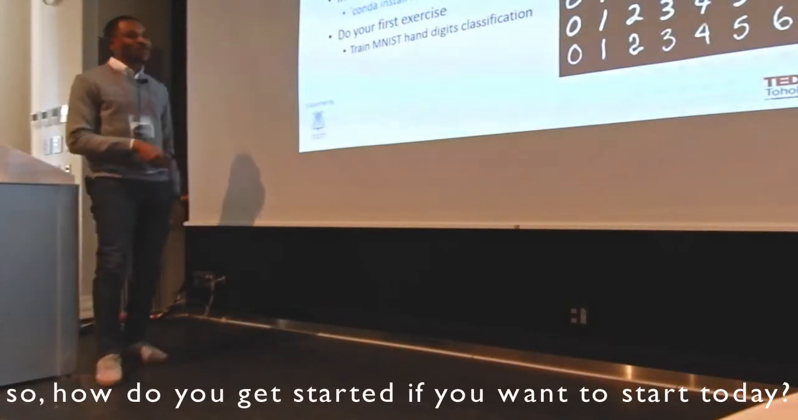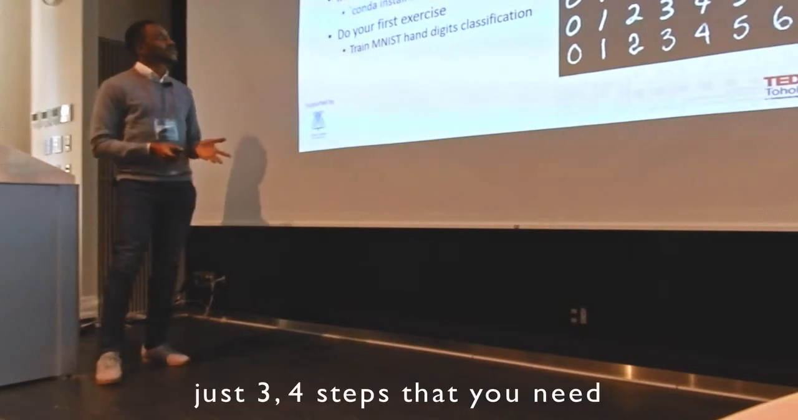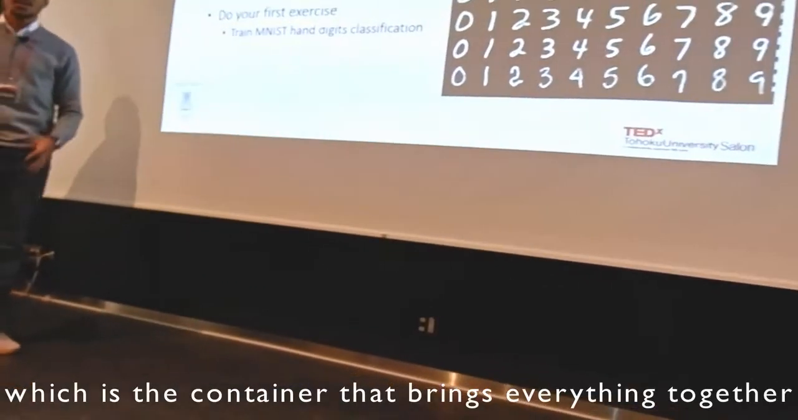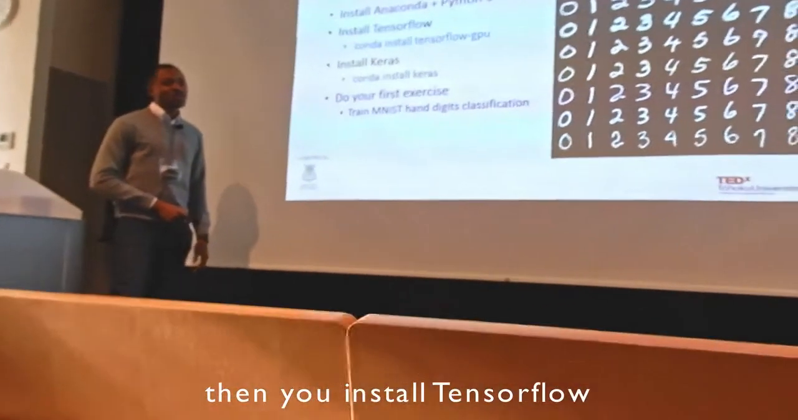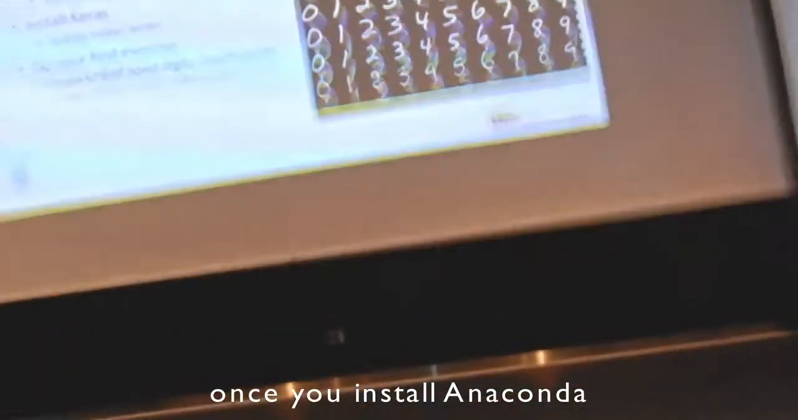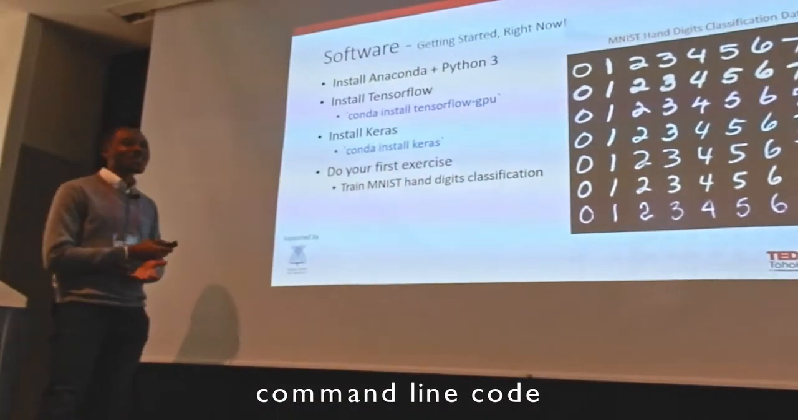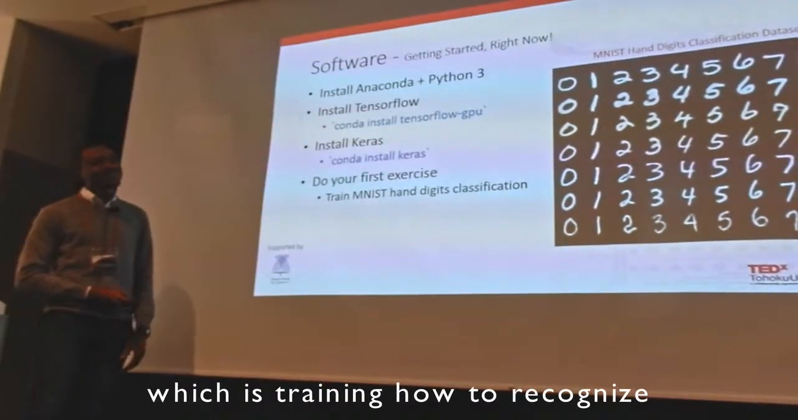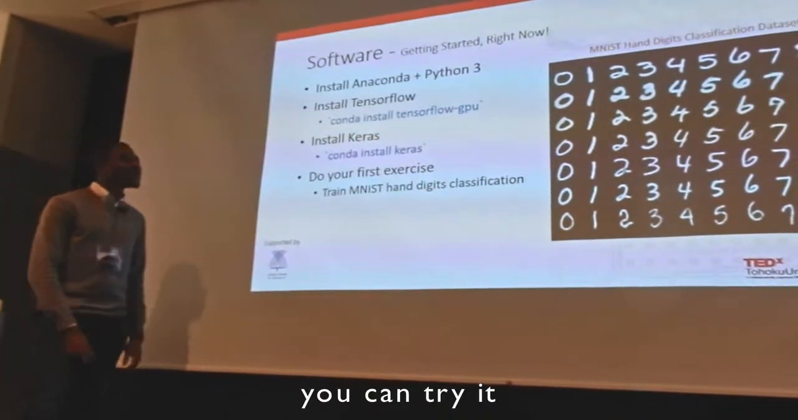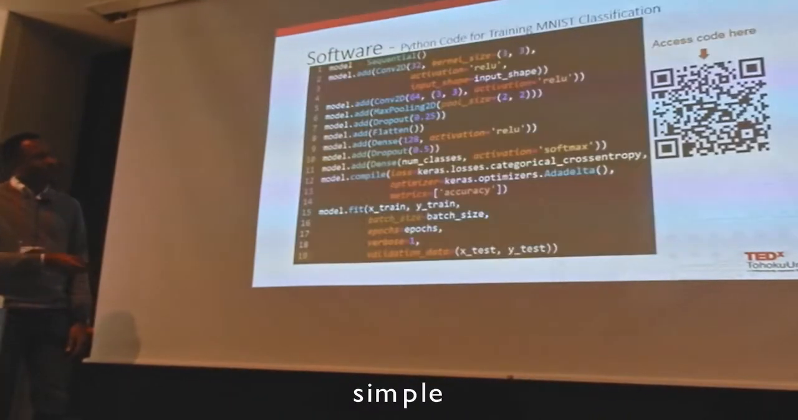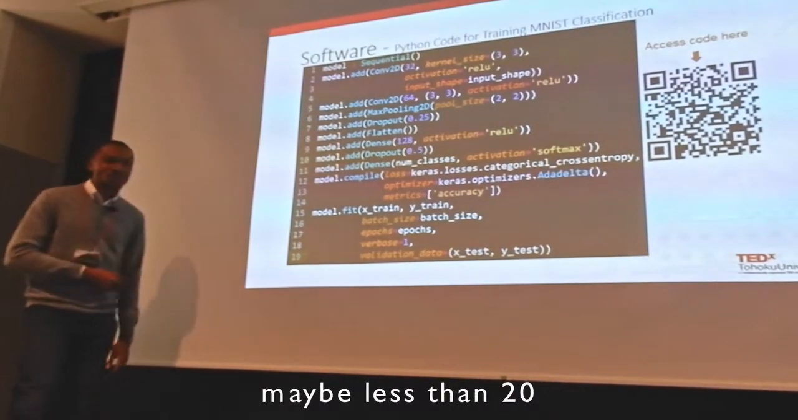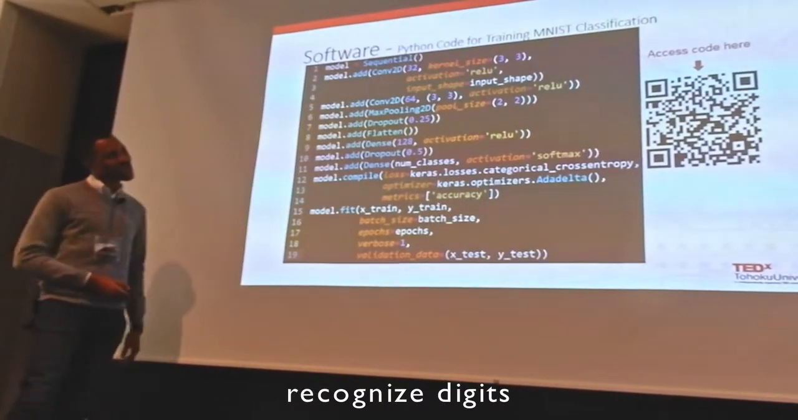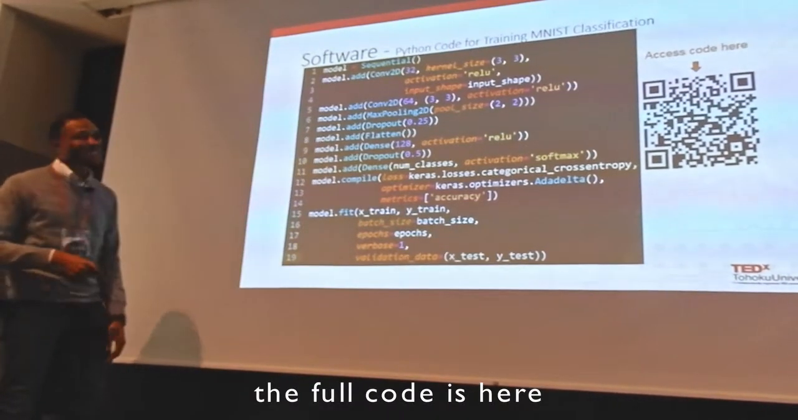So, how do you get started if you want to start today? These are the simple steps. It's just maybe four steps that you need to get started. You install Anaconda, which is the container that brings everything together. Then you install TensorFlow. Once you install Anaconda, you can use this command line code to install the rest of the packages that you need. And the first exercise, which is training a network to recognize handwritten digits, you can try it. And just to show you how simple it is, this is less than 20 lines of code that you can use to train a network that can recognize digits. And if you want to see it, the full code is here, you can use that.